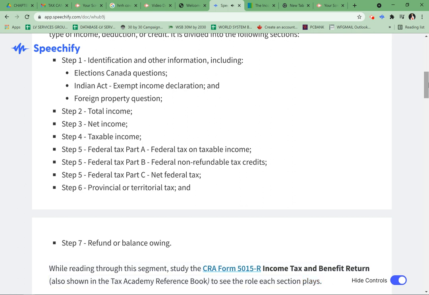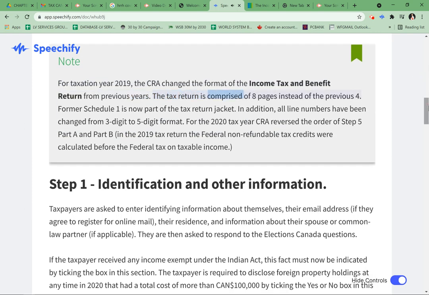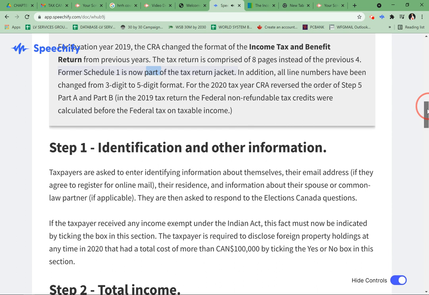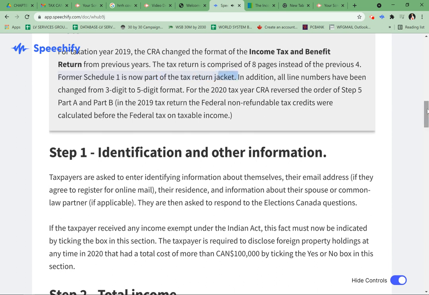For taxation year 2019, the CRA changed the format of the income tax and benefit return from previous years. The tax return is comprised of 8 pages instead of the previous 4. Former Schedule 1 is now part of the tax return jacket. In addition, all line numbers have been changed from 3-digit to 5-digit format. For the 2020 tax year, CRA reversed the order of Step 5 Part A and Part B. In the 2019 tax return, the federal non-refundable tax credits were calculated before the federal tax on taxable income.